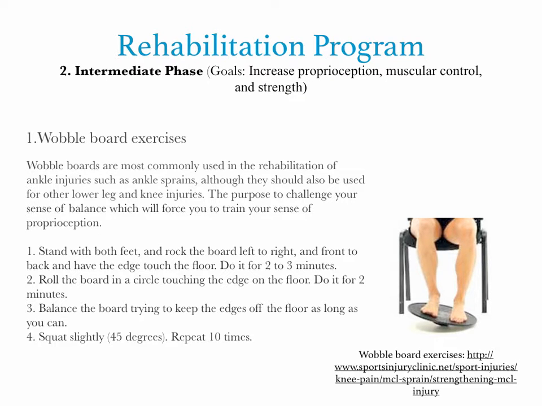So for the second phase of this program, there's the intermediate phase, whose goal is to increase proprioception, muscle control, and strength. So for the first exercise, I have wobble board exercises. Wobble boards are most commonly used in the rehabilitation of ankle injuries such as ankle sprains, although they should also be used for other leg and knee injuries. The purpose is to challenge your sense of balance, which will force you to train your sense of proprioception.